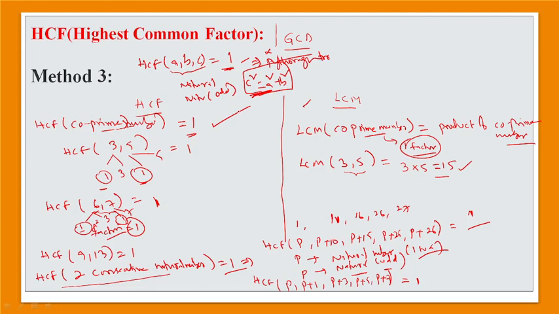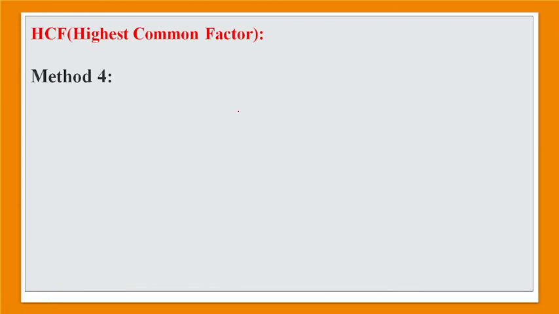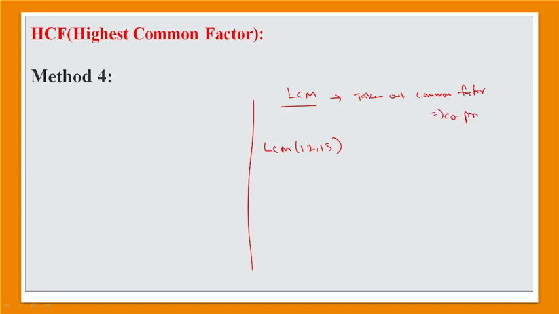And let us go for method 4 here. Let us compare this with the LCM concept. In the LCM concept, we have taken one example, the LCM of 12 comma 15. In this method, we take out a common factor, and after taking out the common factor, we are left with only co-prime numbers.